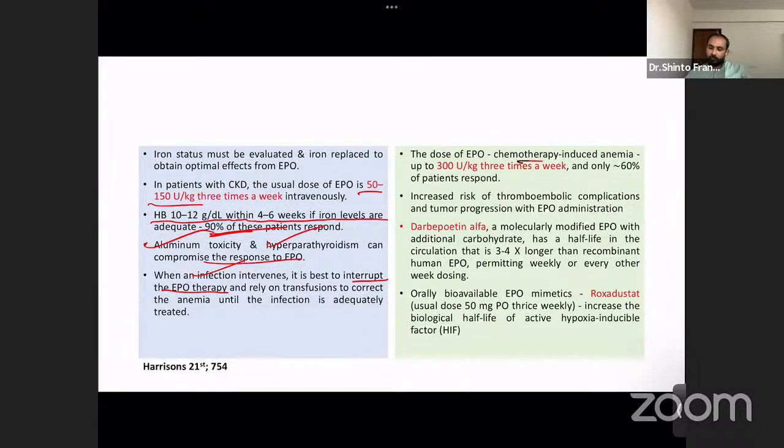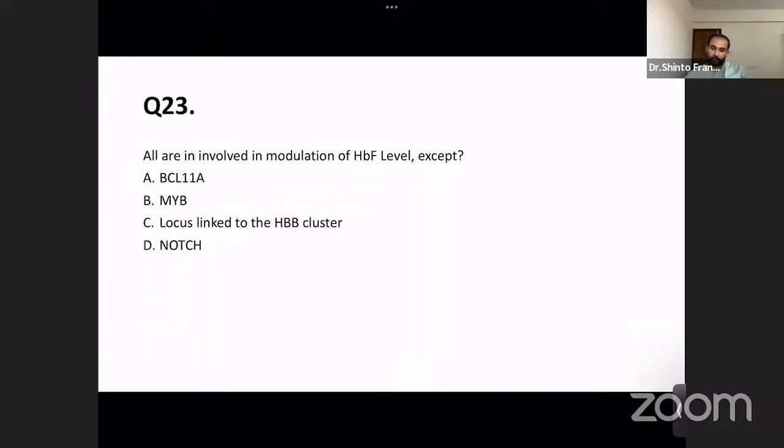The dose of EPO in chemotherapy-induced anemia is more, 300 units per kg 3 times a week, and only 60% respond. If we overdo it, like if you target Hb more than say 12, it can lead to thromboembolic complications and tumor progression. There are theories explaining this. And darbepoetin is long-acting, with a 3 to 4 times longer half-life, and there are oral EPO mimetics. Roxadustat, again the dosage is 50 mg thrice weekly. It increases the active hypoxia-inducible factor. So here it is none of the above.